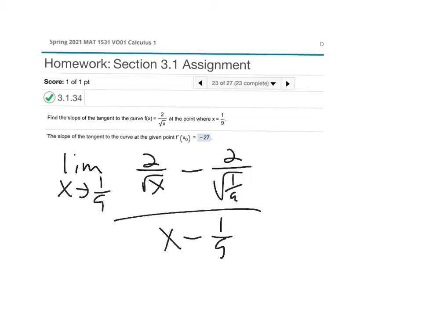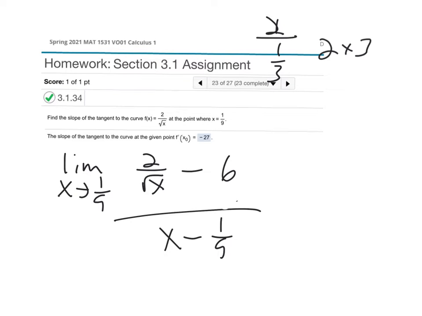And one piece of work that I thought would make it a little easier is that 2 over the square root of 1/9. Well, I know the square root of 1/9 is 1/3, and that would become 2 divided by 1/3, or 2 times 3. So I'm going to erase this just to save myself some screen real estate. So I know that's just going to be 6.